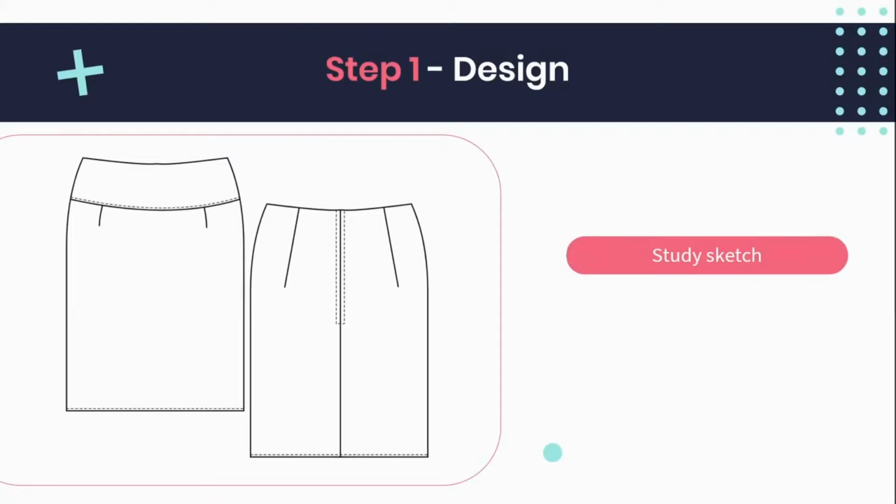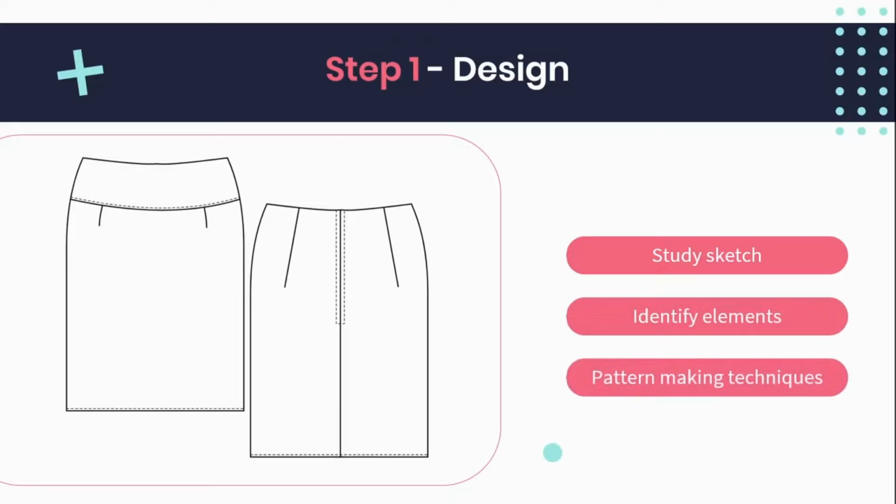We can see that it is a mini skirt with a front yoke, darts at the front and the back with a center zip. When it comes to identifying the pattern making techniques, we can see a bit of dart manipulation and contouring at the yoke waistband. Now that we know that, we can draft our pattern.